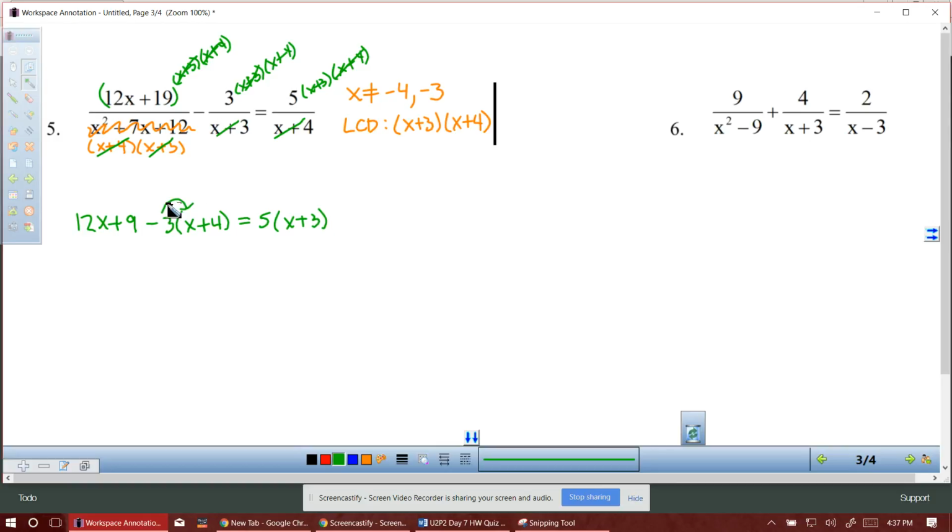So I'll distribute, so 12x plus 9 minus 3x minus 12. Distribute, 5x plus 15. All right, over here, I'm going to put the 12 and the 3 and get 9x. I'm going to put the 9 and the 12 and get negative 3.